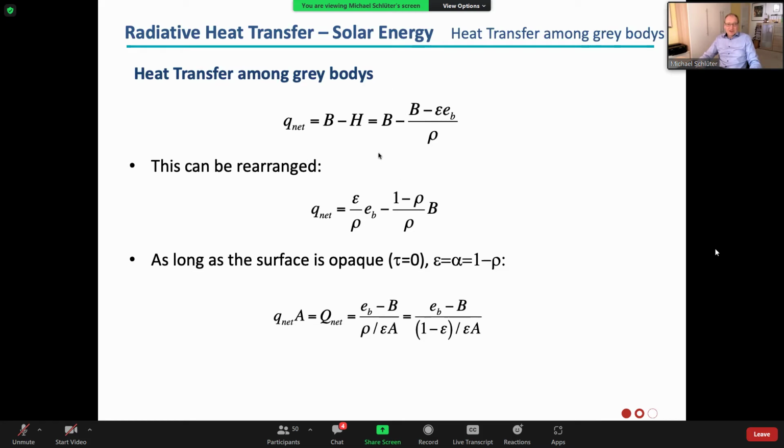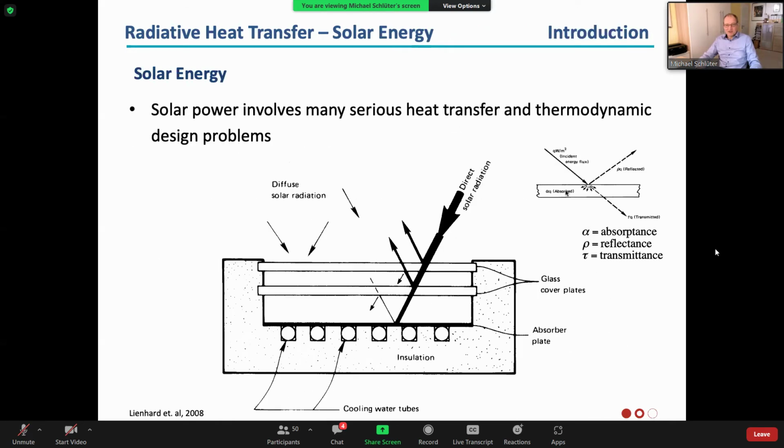So this is the equation again, and now we can rearrange the equation. Then we come to the Q net, which is this equation here. And if we now assume that the surface is opaque, so we have no transmission, let's go back here. If we have no transmission, then we have an opaque surface, so no light goes through.